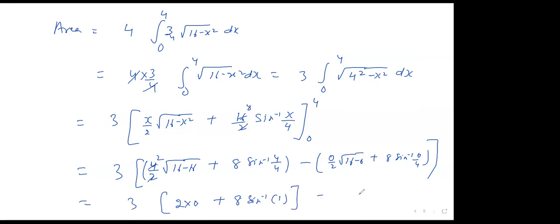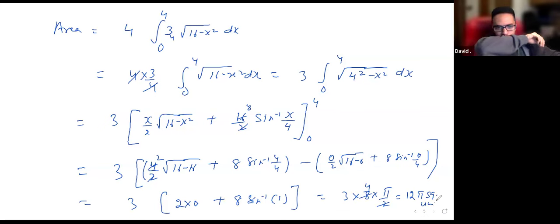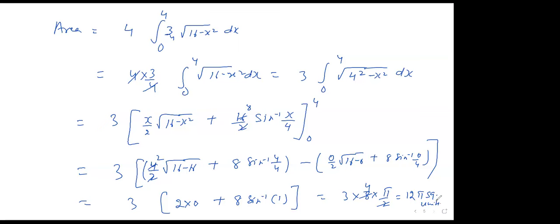So 3 times 8 sine inverse 1 is what? Pi over 2. So the answer will be 12 pi square units. Okay. The answer is 12 pi square units.